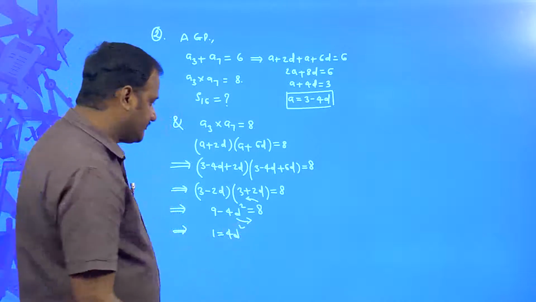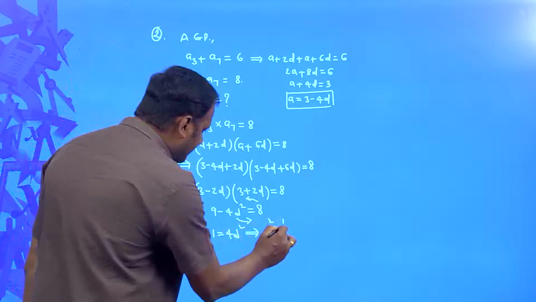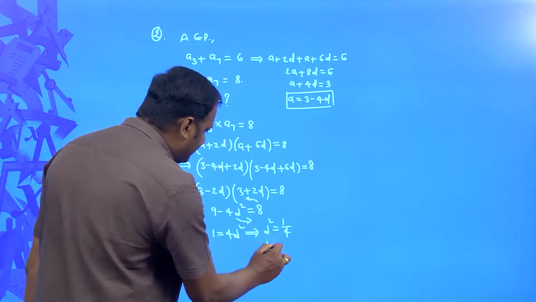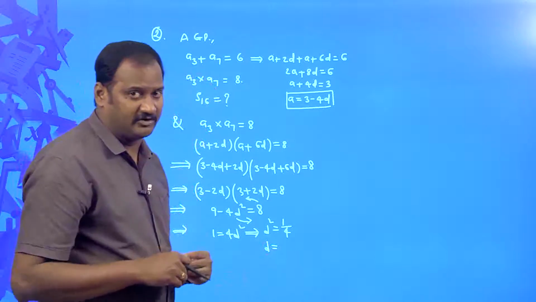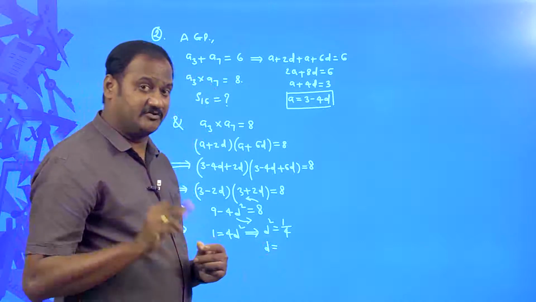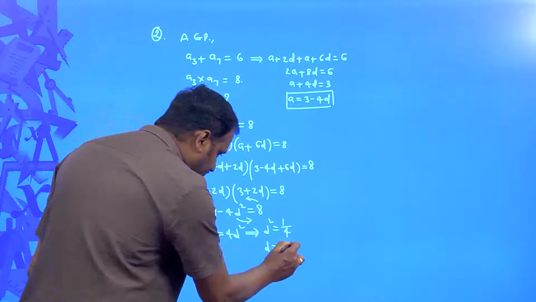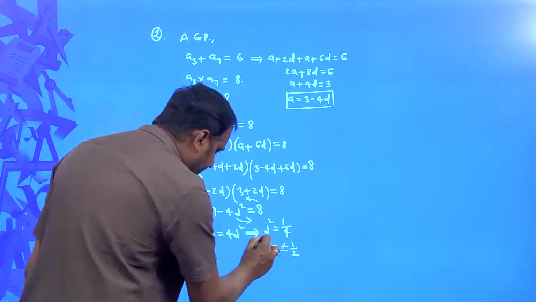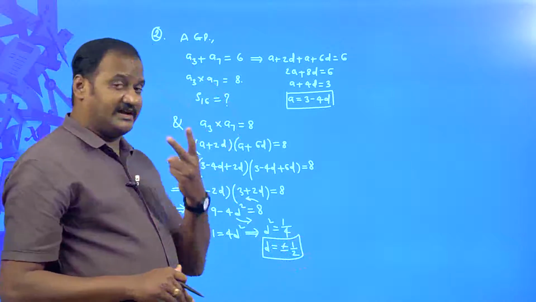So, 1 is equal to 4d square, you can write it as d square is equal to 1 divided by 4. Then what is the value of d? d is equal to plus or minus square root of 1 by 4. Plus or minus square root 1 is 1, square root 4 is 2. Therefore, the value of d is going to be plus or minus 1 divided by 2. See, we got the value of d. But here there are two values of d.